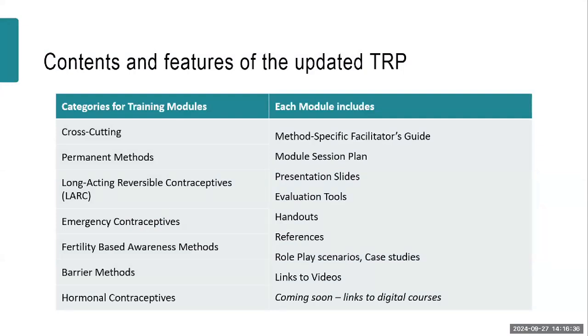The method-specific modules are categorized under permanent methods, which is female sterilization and male sterilization, the long-acting reversible contraceptives, like the IUDs and the implants, emergency contraceptives for pharmacists and providers, fertility-based awareness methods such as the standard days method and the lactational amenorrhea method, barrier methods such as the female condoms and the male condoms, and hormonal contraceptives, which include the oral contraceptives, the progesterone-only pills, progesterone-only injectables, and the vaginal ring. These are the categories of the modules present.